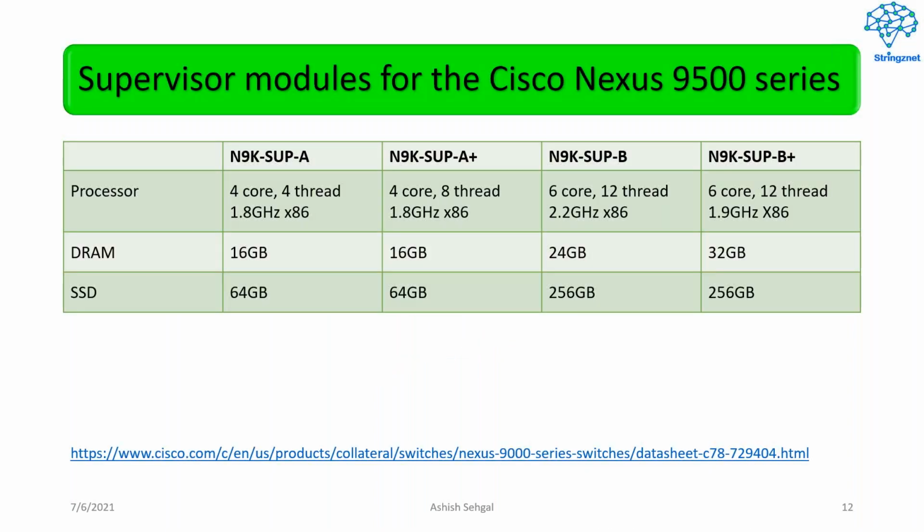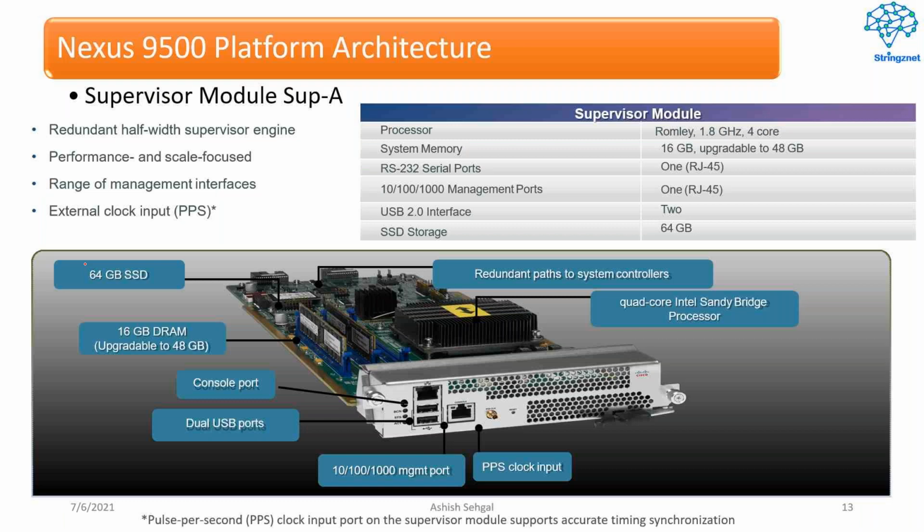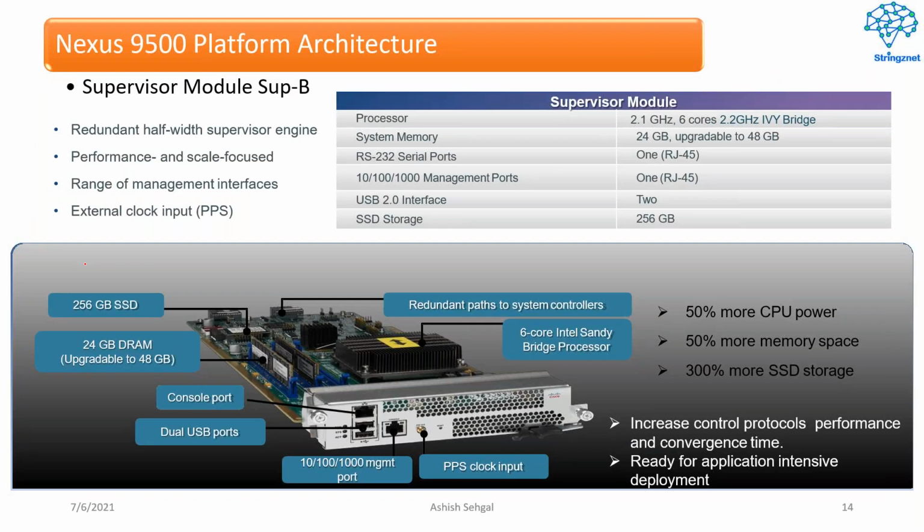Okay, supervisor modules as used in the Nexus 9500 series: SUP A, SUP A plus, B and B plus. All of them are half-width supervisor engines, but they are differentiated based on their processor speed, DRAM, and SSDs. Depending upon your utility, you can talk to the Cisco sales team and buy the supervisor engine as per your requirement. They are all half width, that's what I was telling you.